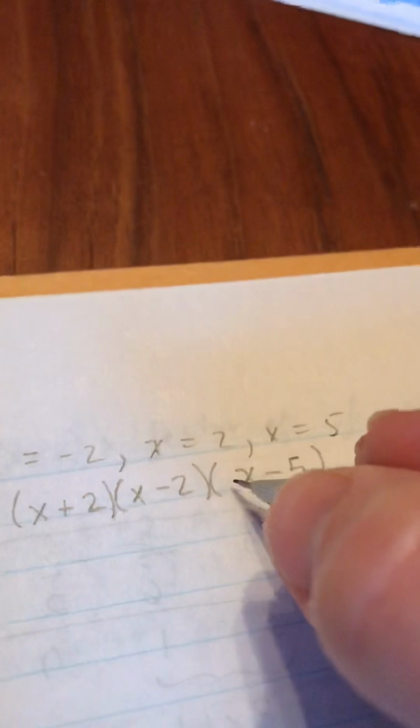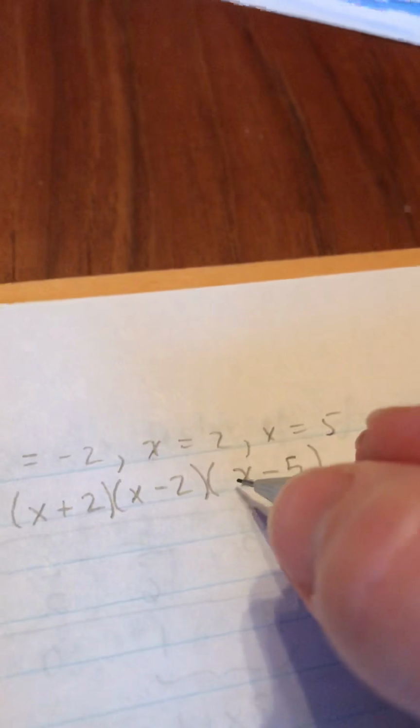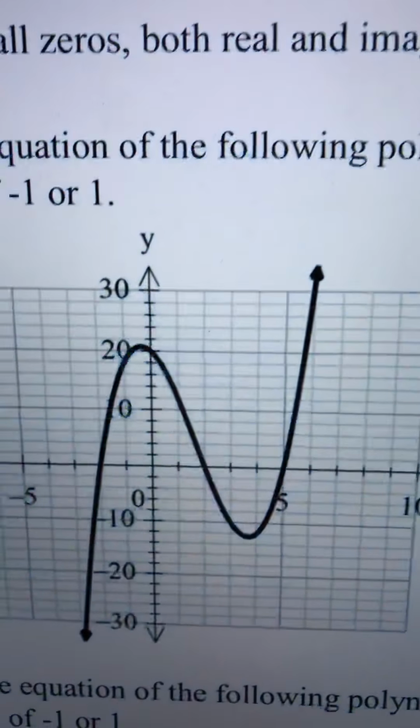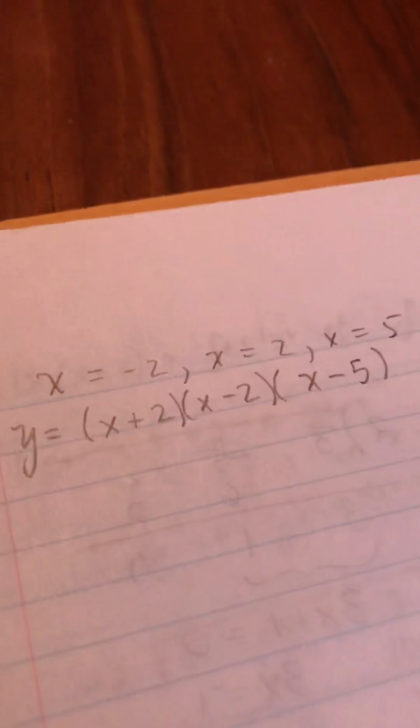And x minus 5. And when you have 3 linear factors, that gives you a third degree polynomial. So the end behavior would be up on the right and down on the left, which is exactly what this has. So the leading coefficient is just +1, and that's the answer.